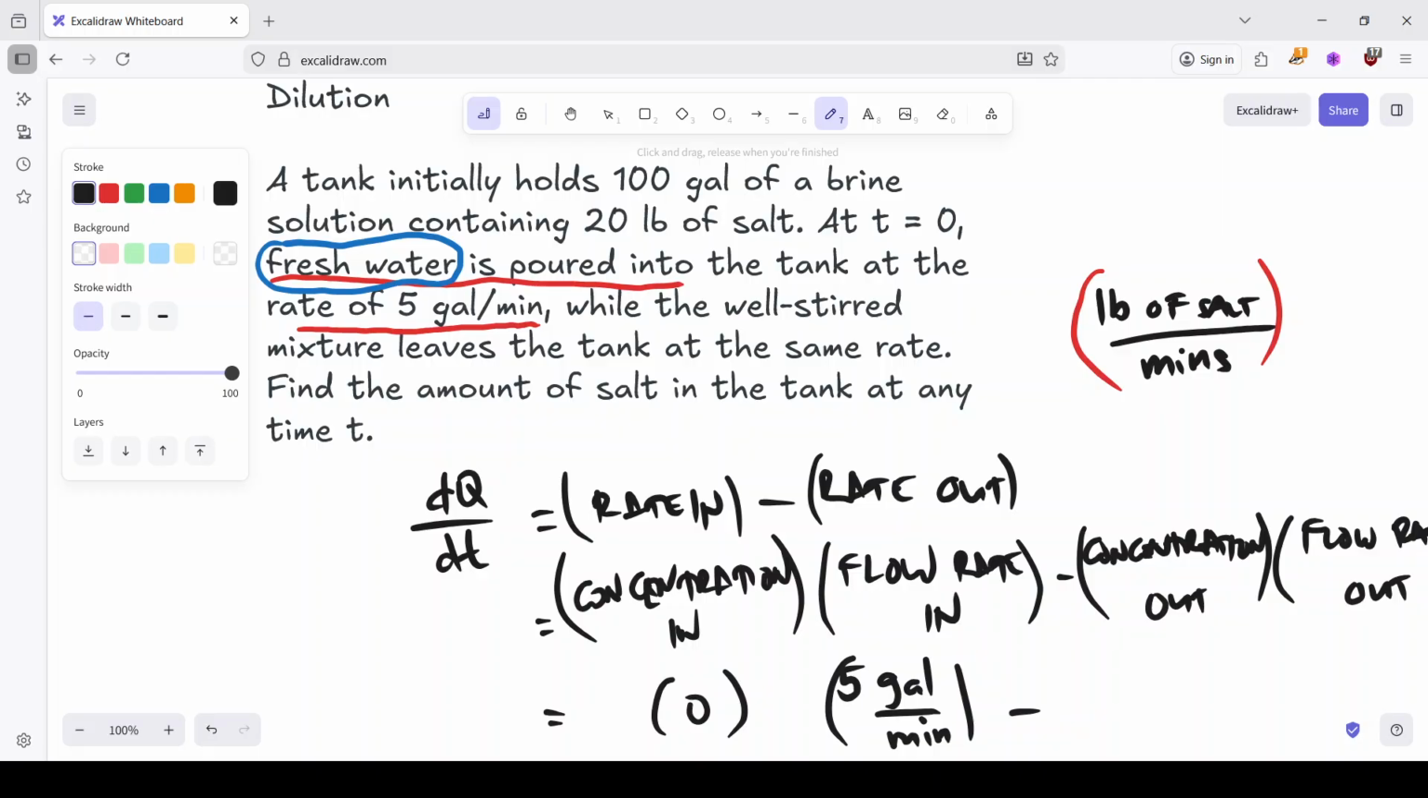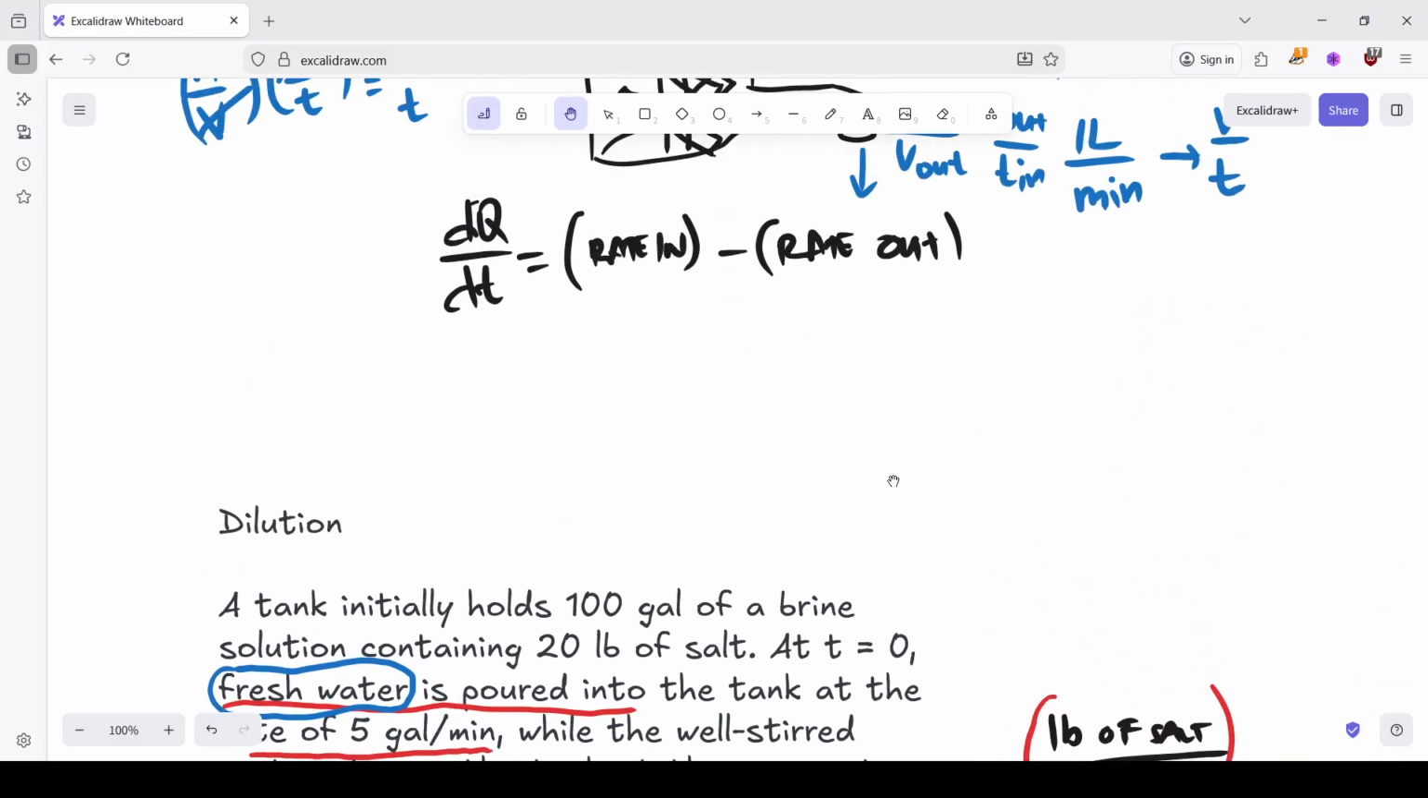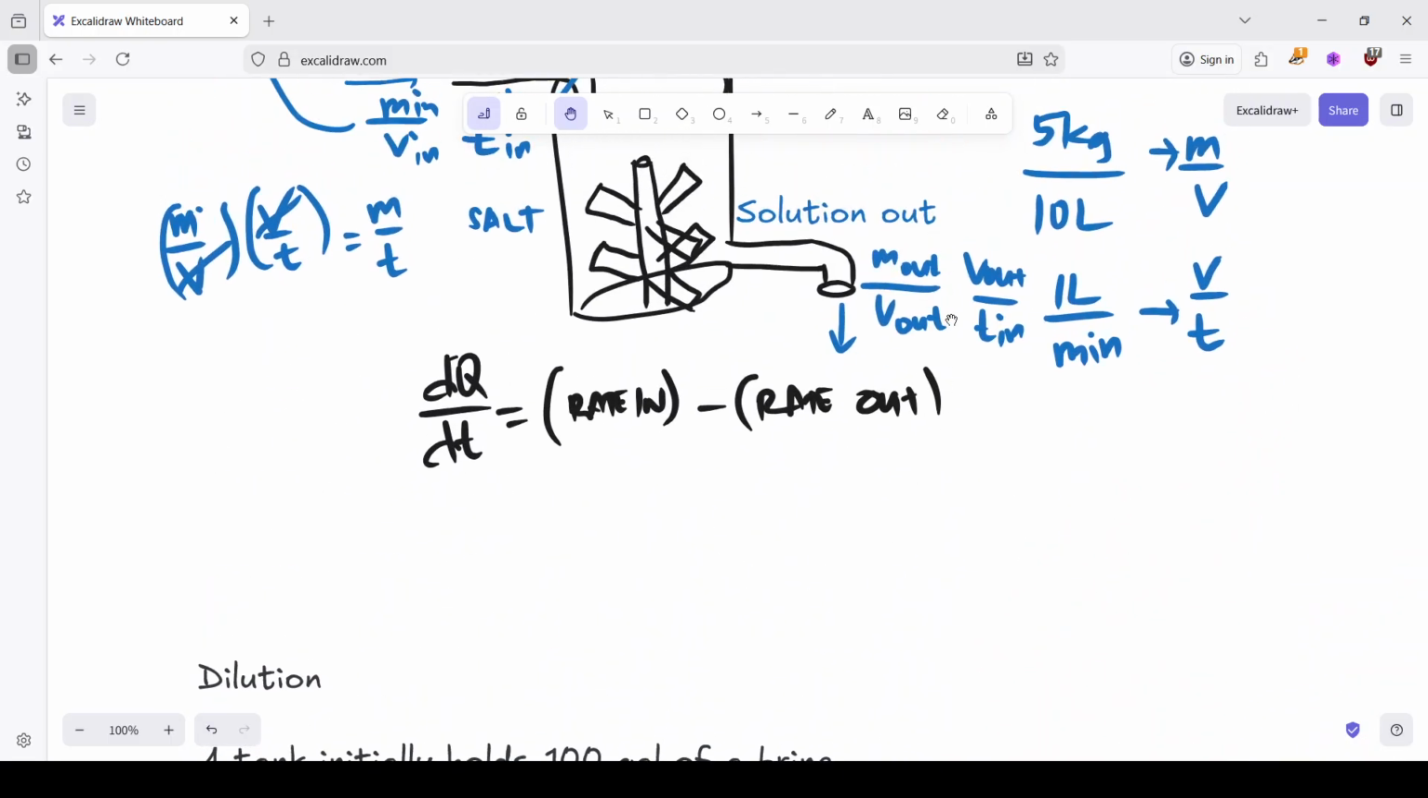Of course, the concentration of the salt water solution going out of the mixture will depend on the current amount of salt. Since the current amount of salt changes, we cannot point out an instantaneous concentration for now. So, back to our formula here: mass of the salt divided by its volume.